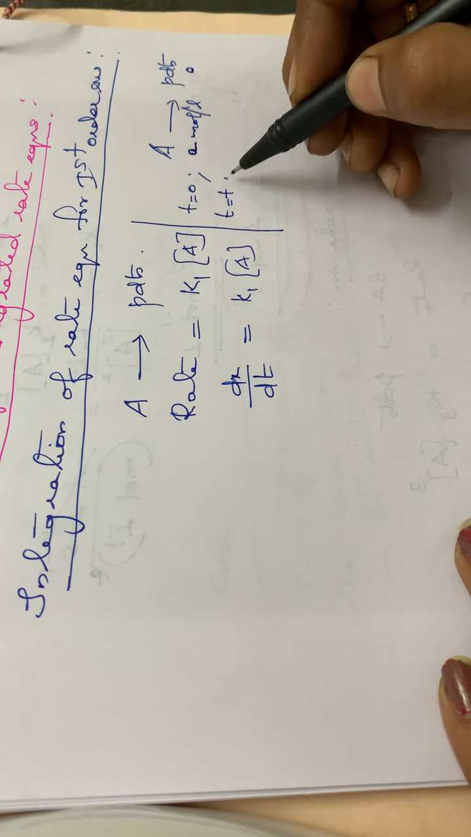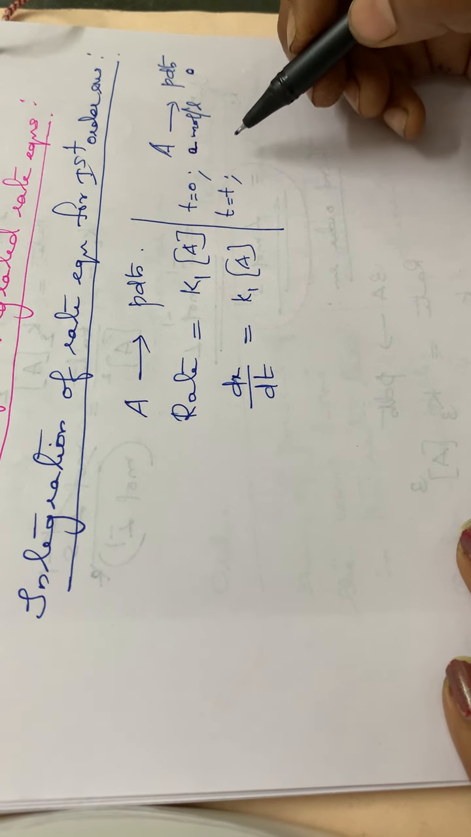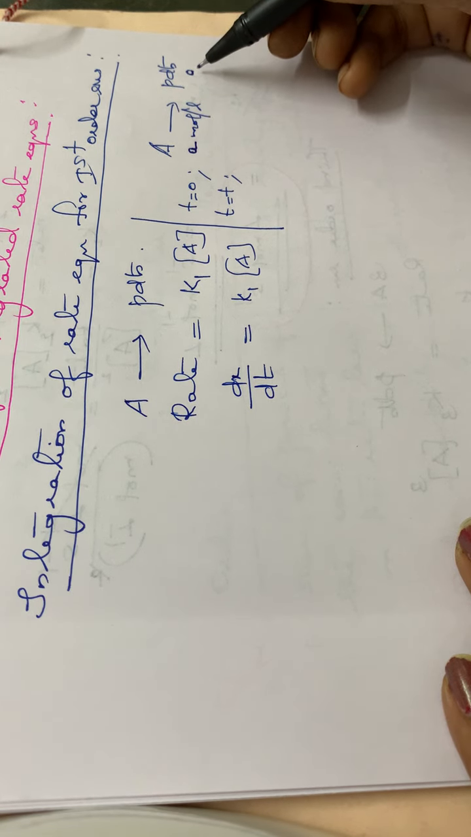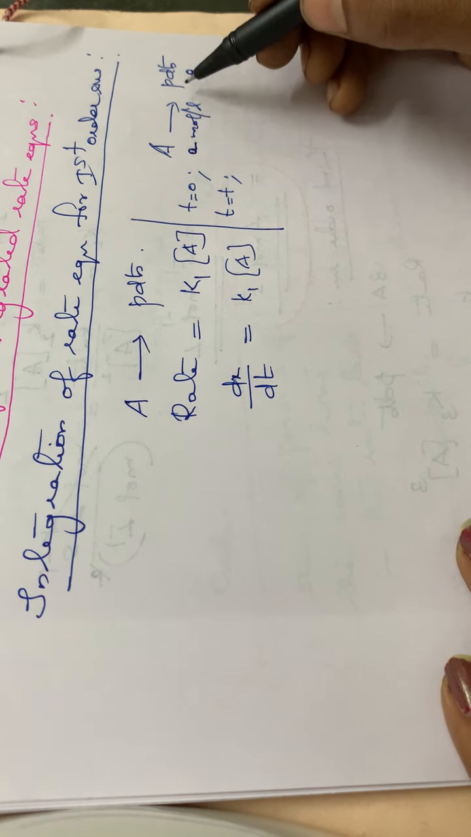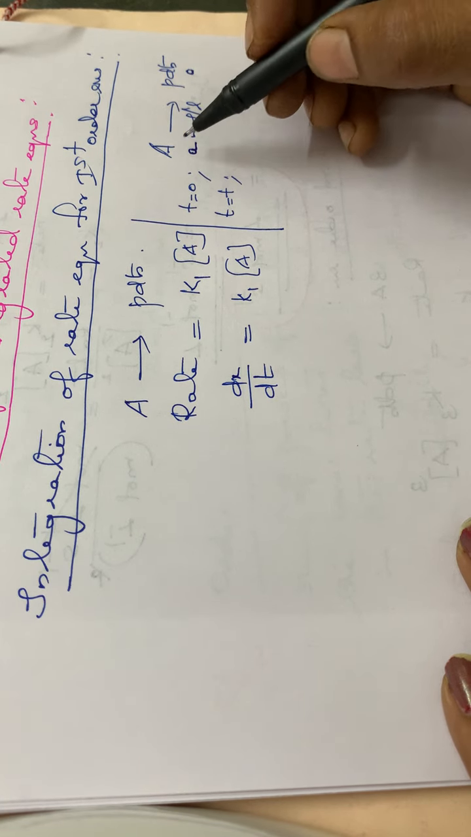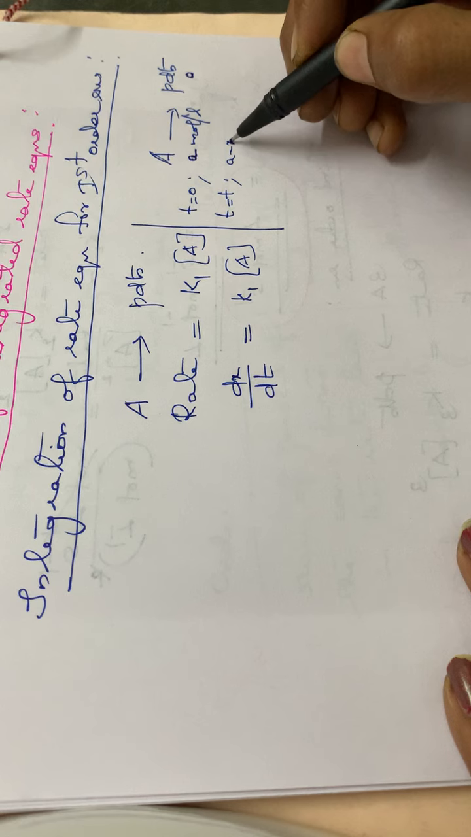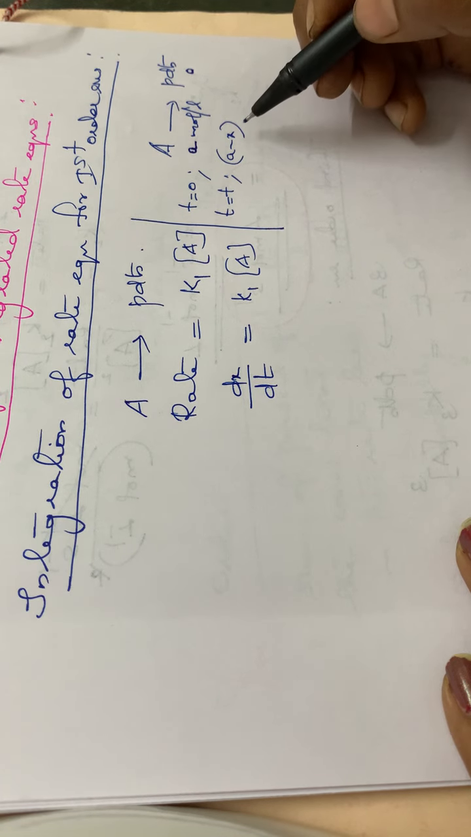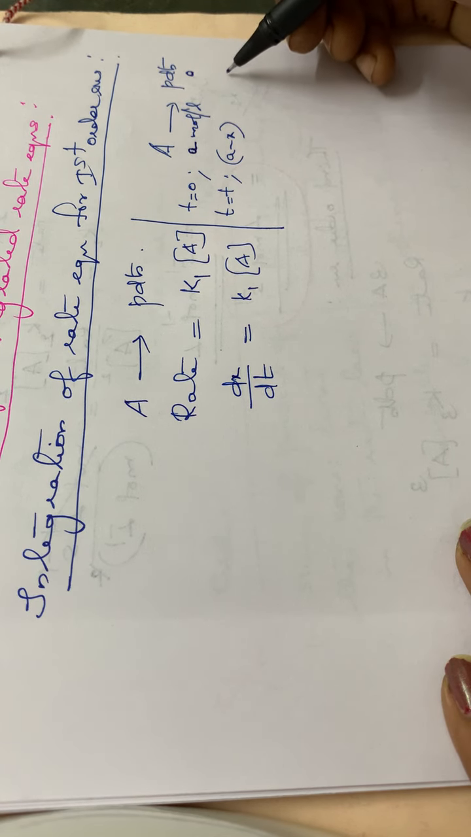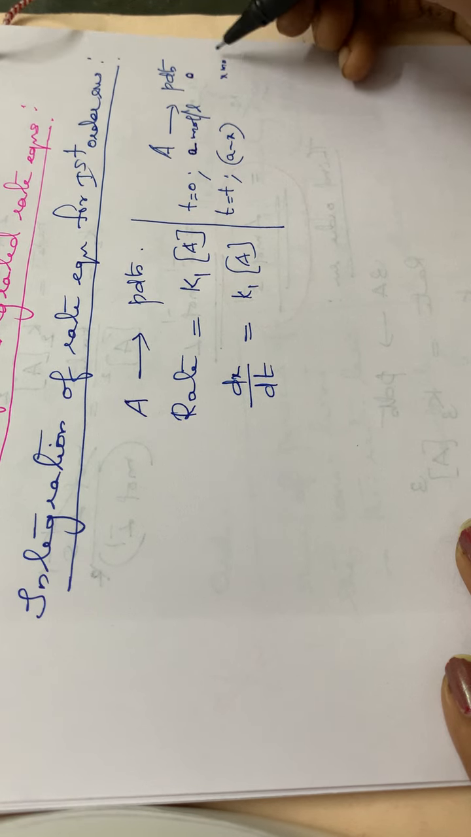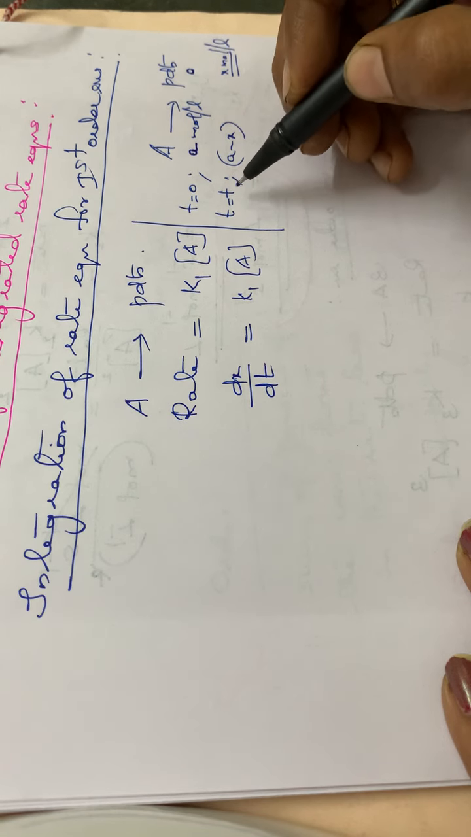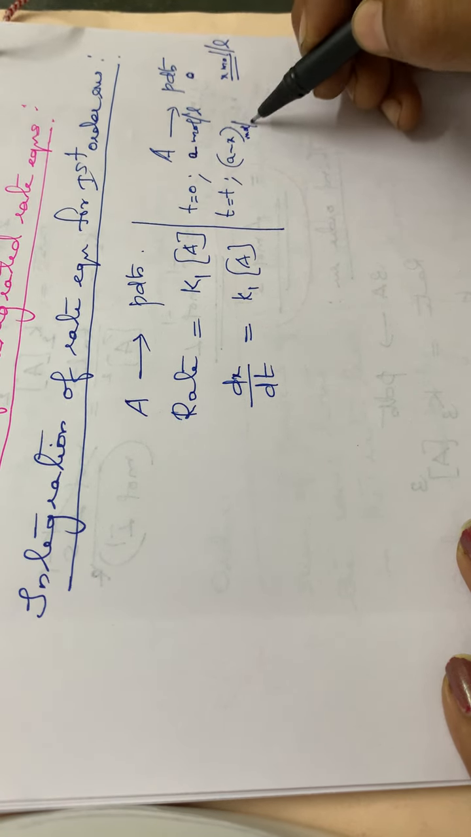Then after a time t, what happens? The reaction will be proceeding, isn't it? So let x moles of A dissociate to give the products. That means x moles will be forming the products. So what about the concentration remaining? The concentration of A becomes a minus x after a time t, and the concentration of the products after a time t is x moles per liter.